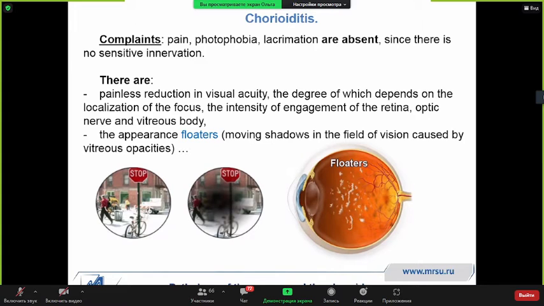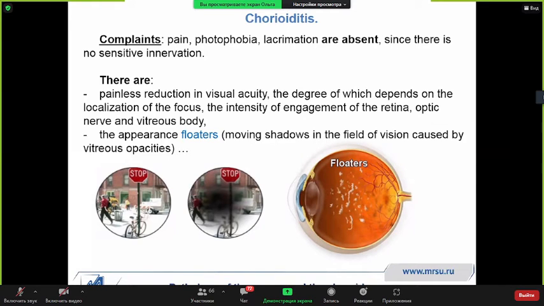Choroiditis, complaints, pain, photophobia, but about pain. If it is choroiditis only without the cyclitis, we can have patient without any pain. Pain, photophobia, lacrimation are absent. Of course, this are absent due to the fact that there is no any sensitive innervation in the choroid. We spoke about it in the anatomical lecture. There is no any sensitive innervation. Because of it, pain is absent here.